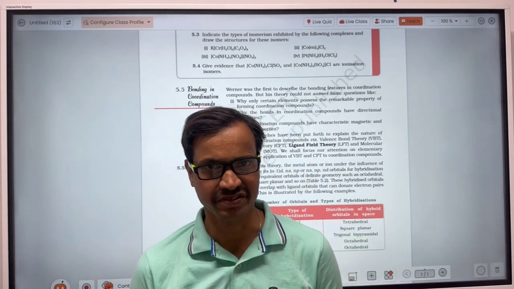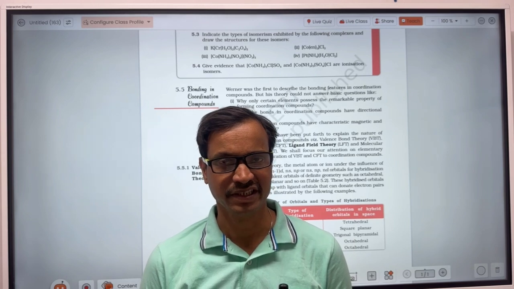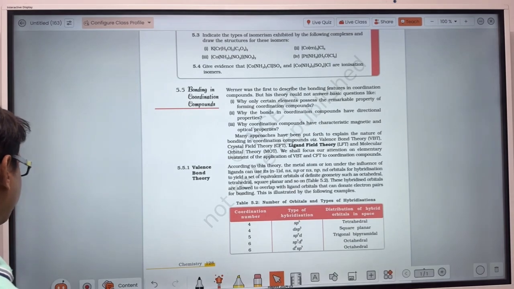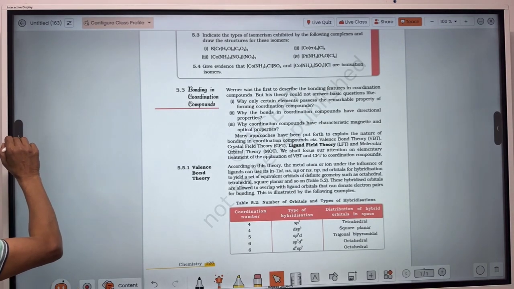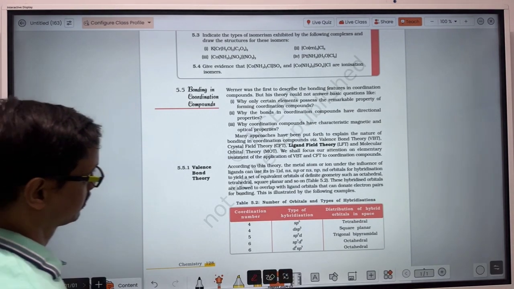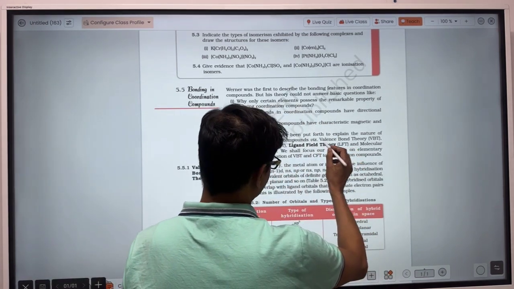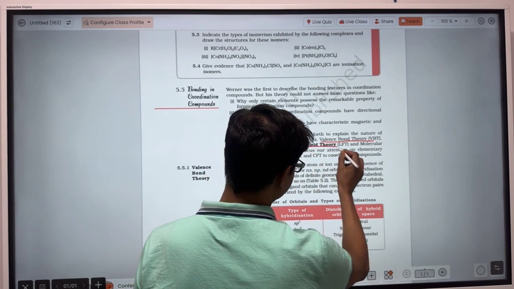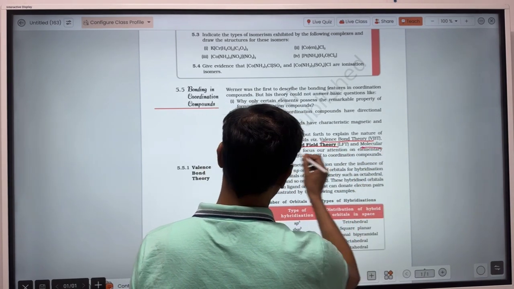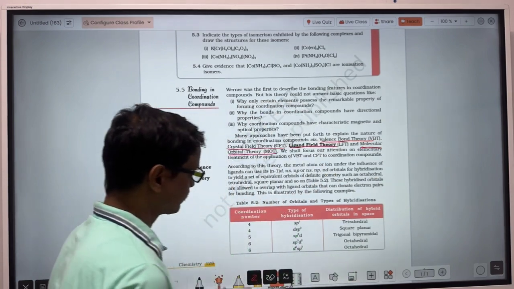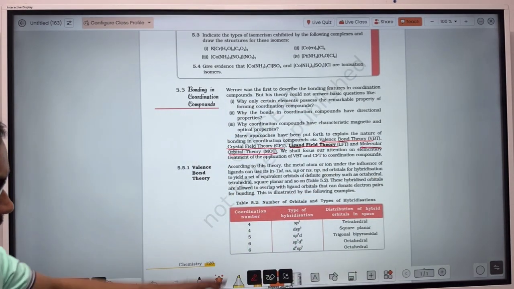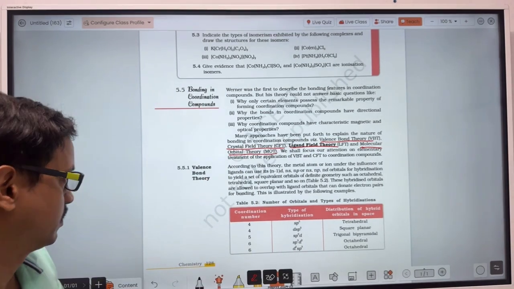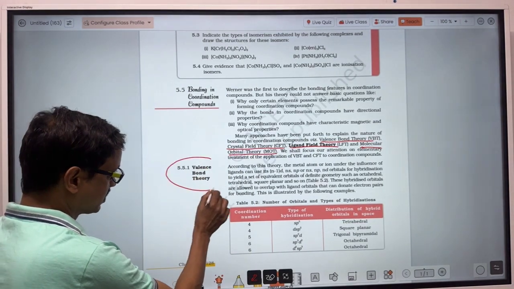Various theories have been proposed to explain the bonding in coordination compounds, and these theories are valence bond theory, crystal field theory, ligand field theory and molecular orbital theory. In your syllabus, the valence bond theory and crystal field theory are included. Now let's see valence bond theory.